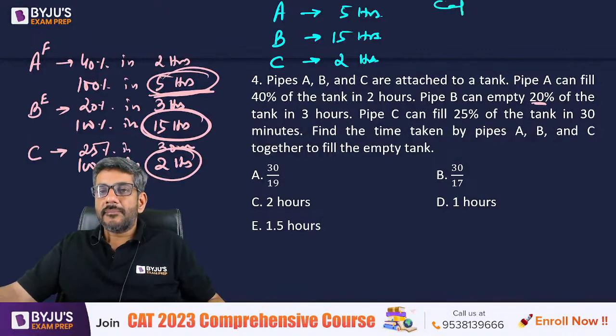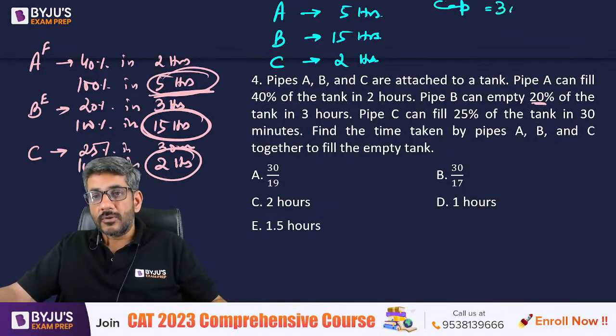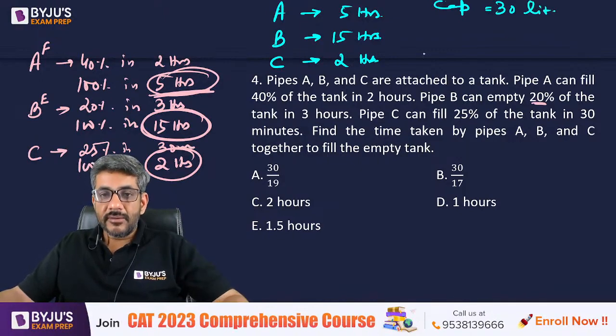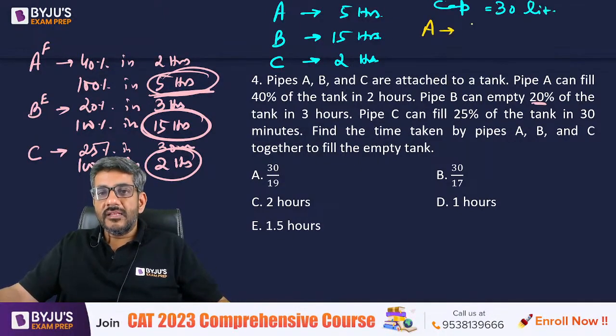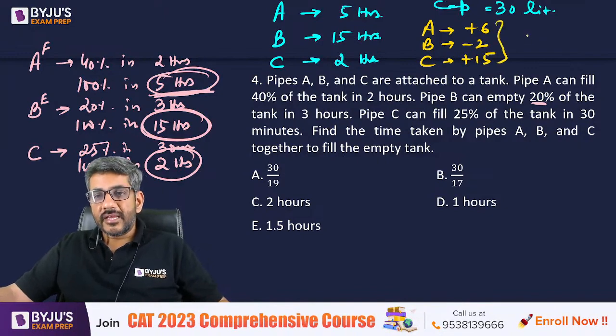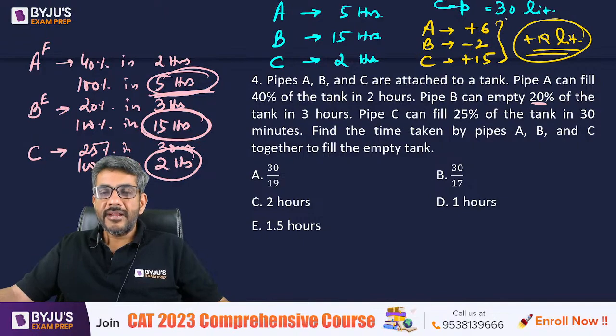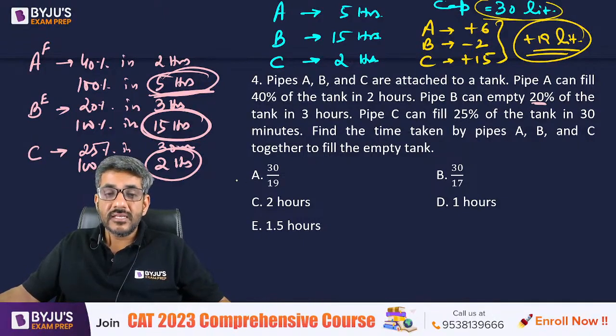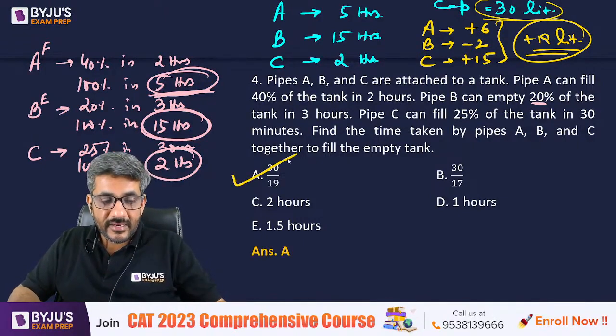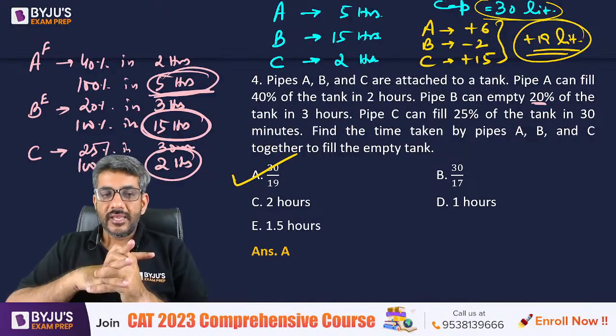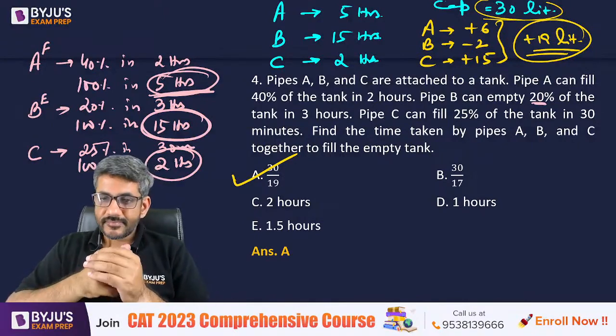तो पहली बात तो मैं capacity of the tank मान लेता हूं, that is an LCM of 5, 15 and 2, that is equal to 30 liters. So ultimately I can say A can fill in 6 liters every hour, B can take out 2 liters every hour, C can fill in 15 liters every hour. Together they can fill in 19 liters every hour. So if every hour they can put in 19 liters, in what time will they put in 30 liters? It is 30 divided by 19 hours. So therefore option A is the right answer for us.